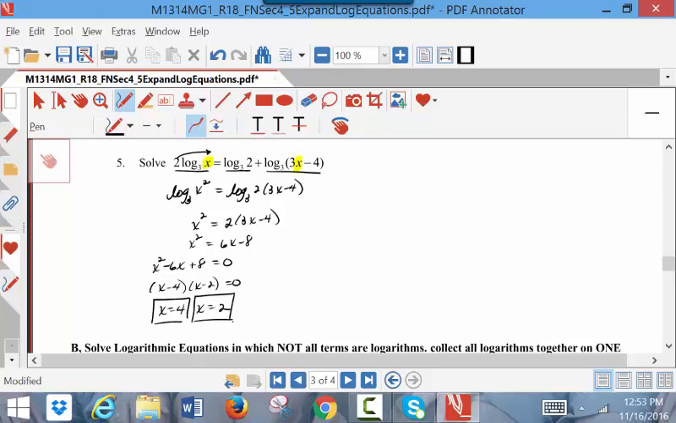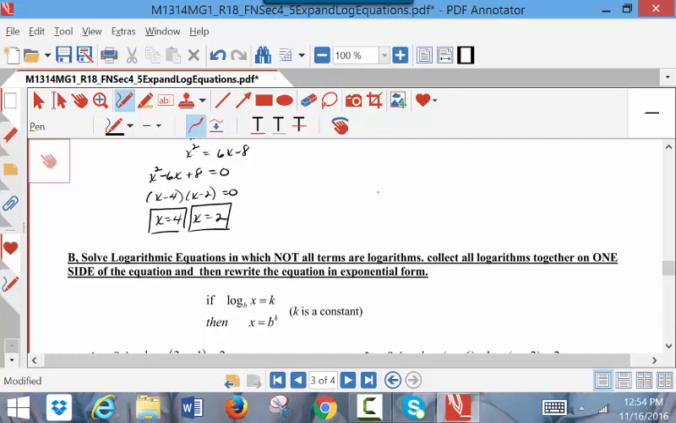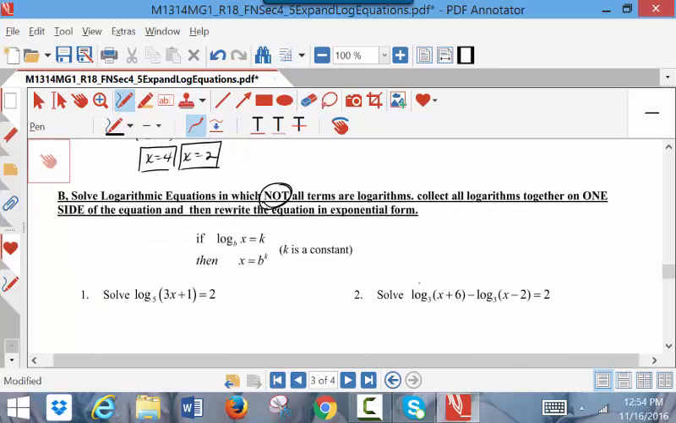Okay, so the examples we've done, 1 through 5, every term in the equation was a logarithm. And that's how you deal with the logarithmic equations in which every term is a logarithm. Okay, part B, a new title. Logarithmic equations in which not all terms are logarithms. Not all terms are logarithms.